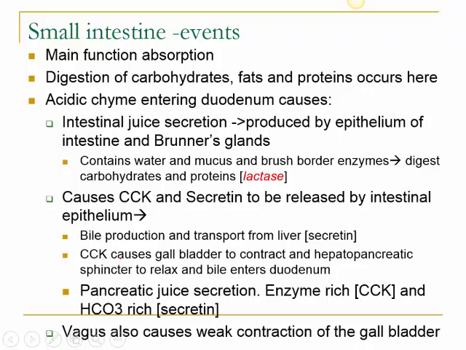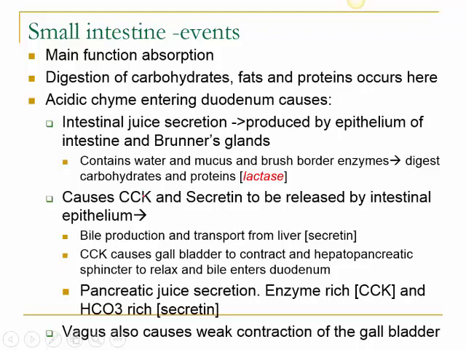Then cholecystokinin also causes, because you need that bile, remember, it was being stored in the gallbladder. You need that bile from the gallbladder to come down the bile duct and get into the duodenum. So cholecystokinin causes the gallbladder to contract. Bile will flow from the gallbladder into the cystic duct and bile duct, and then it needs the hepatopancreatic sphincter, or the sphincter of Oddi, to relax, because that's the only way it will come into the duodenum. So that's what cholecystokinin does.